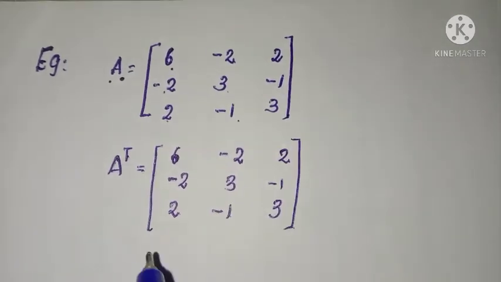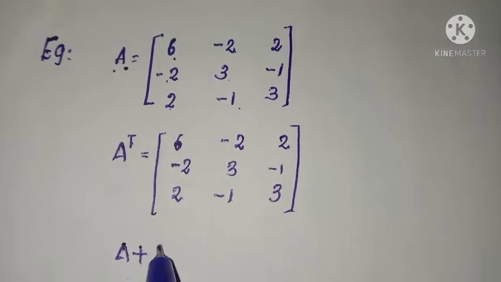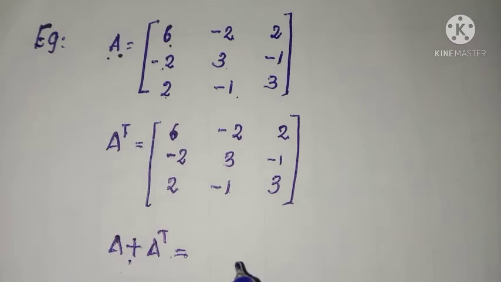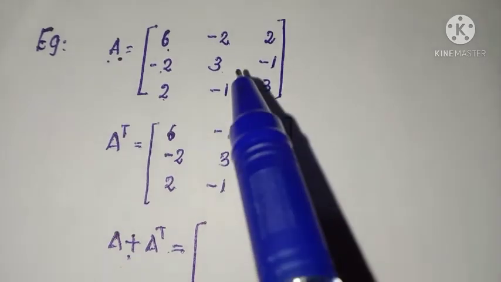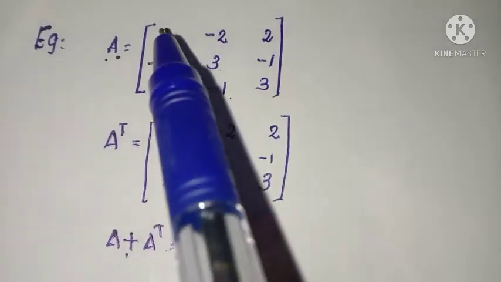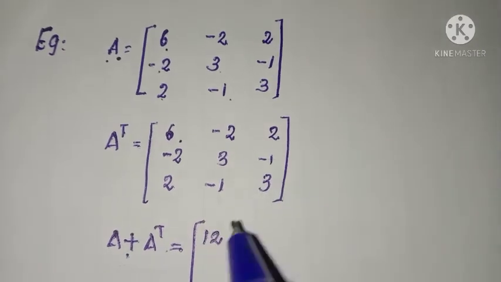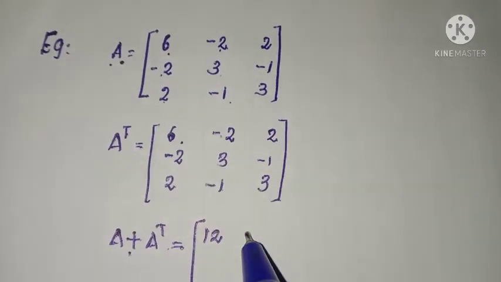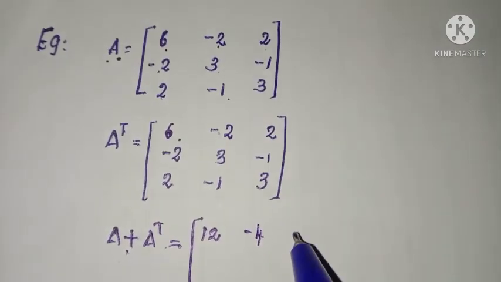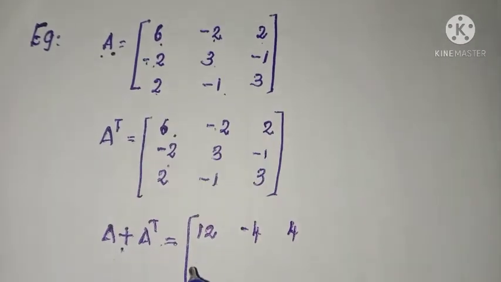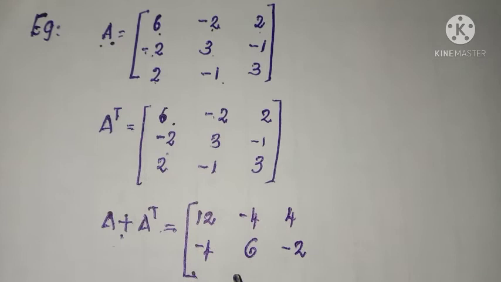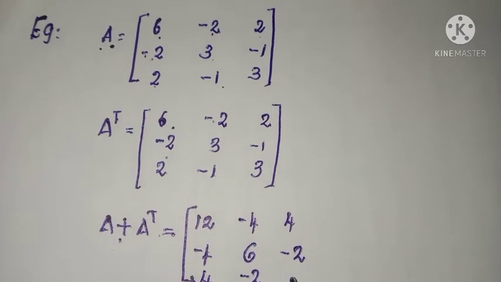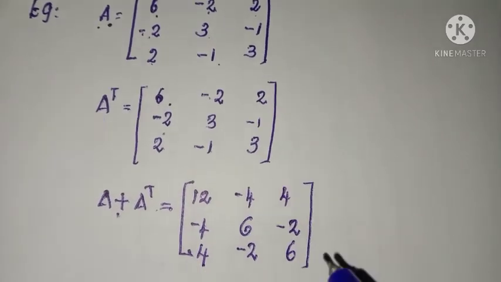This is the transpose. Now find the sum of the given matrix and its transpose, A plus A transpose. Just add the matrices. Addition of matrices means we have to add the corresponding elements. So 6 plus 6, 12. Minus 2 plus minus 2, minus 4. 2 plus 2, 4. Minus 2 plus minus 2, minus 4. 3 plus 3, 6. Minus 1 plus minus 1, minus 2. 2 plus 2, 4. Minus 1 plus minus 1, minus 2. 3 plus 3, 6. Okay.